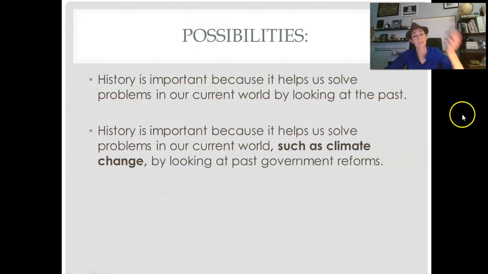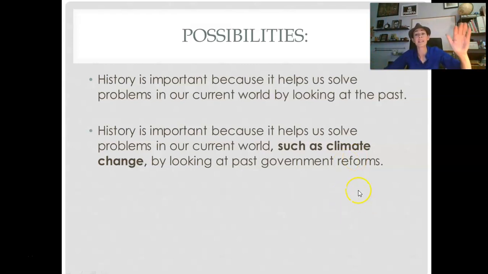So one way we could make this a little more specific is by, if we're looking at how history helps us solve problems, we could look at climate change, right? So that is focusing the essay. Now we know we're going to talk about climate change. We're not going to talk about all the world's problems, right? By looking at past government reforms, right? So not just at the past, but at government reforms. Now we're talking about climate change. We're talking about government responses, right?